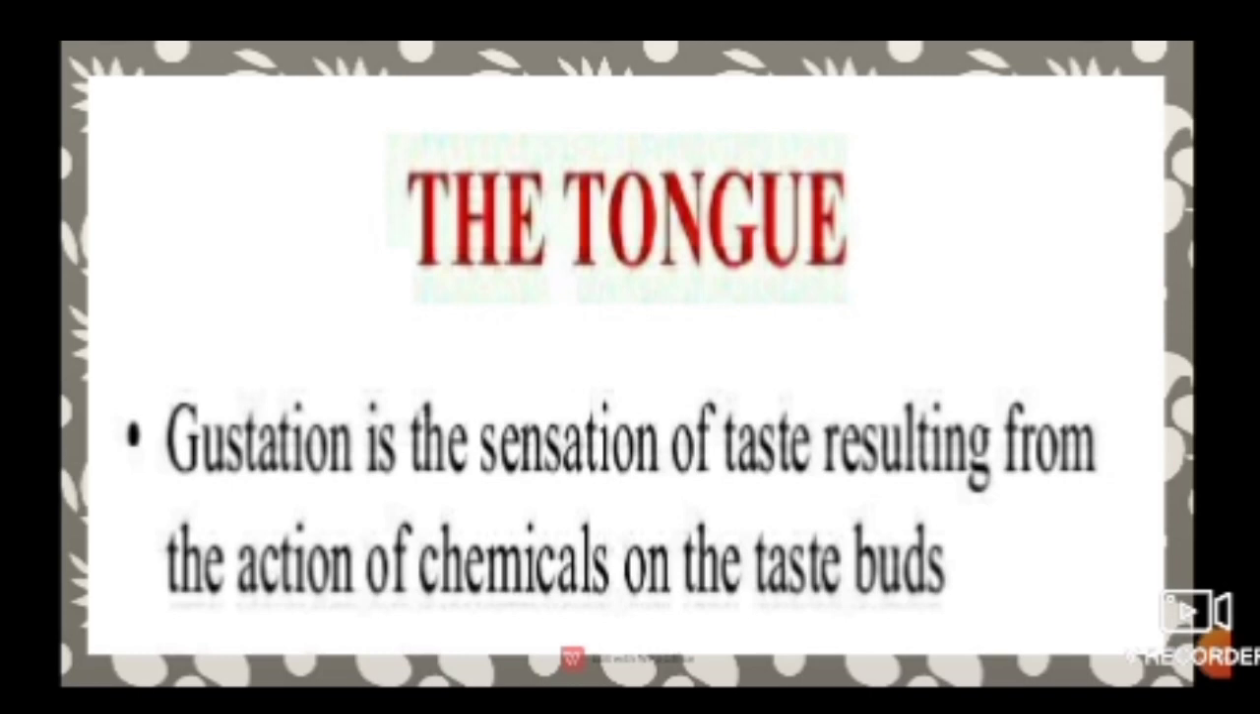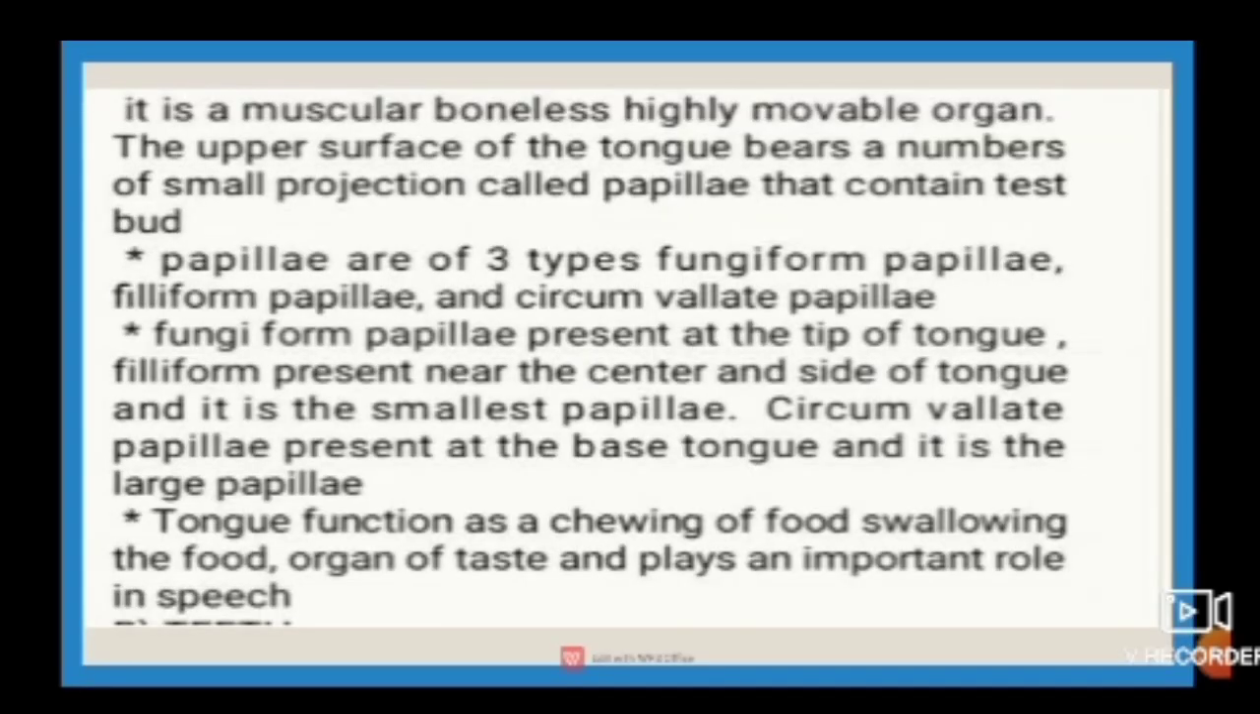Papillae are of 3 types. They are fungiform papilla, filiform papilla, and circumvallate papilla. The fungiform papilla is present at the tip of the tongue, and the filiform papilla near the center and the sides of the tongue, and it is the smallest papilla. Then the circumvallate papilla is present at the base of the tongue, and it is the largest papilla.